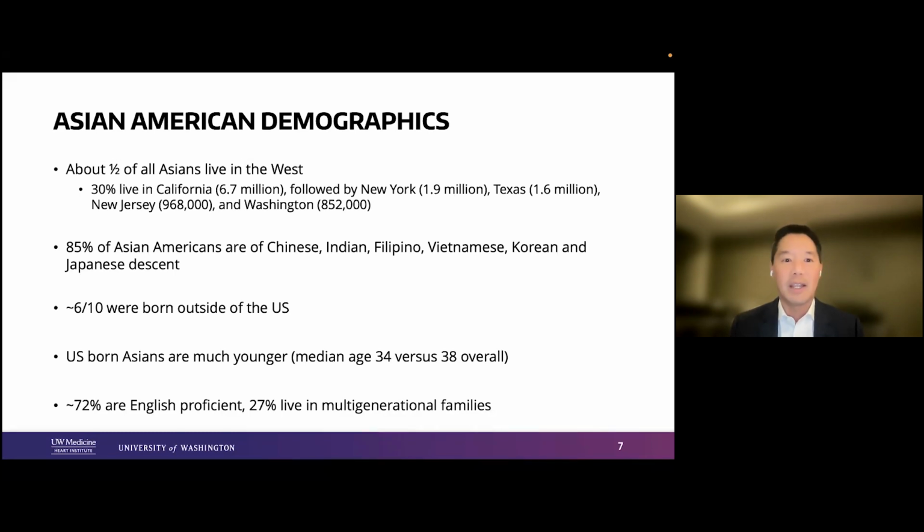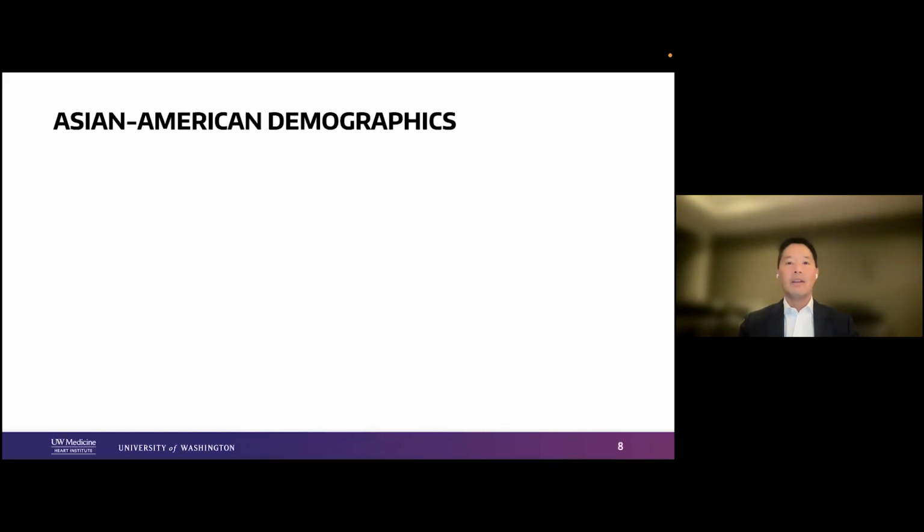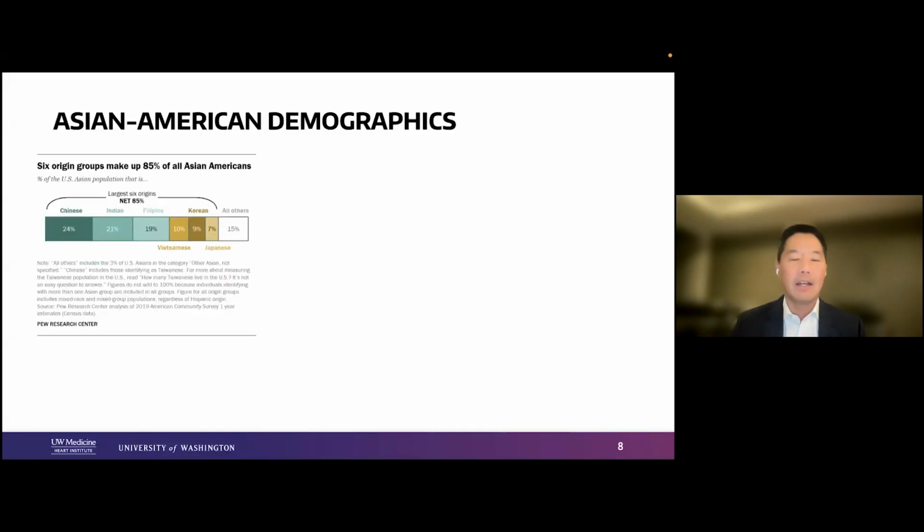And about 6 out of 10 are born outside of the United States. And Asians who live in the United States tend to be younger than our other racial counterparts at 34 versus 38 median age. And you can see that 72% of Asian Americans report as being English proficient, and about 27% live in multi-generational families. So again, we can see these things highlighted graphically here.